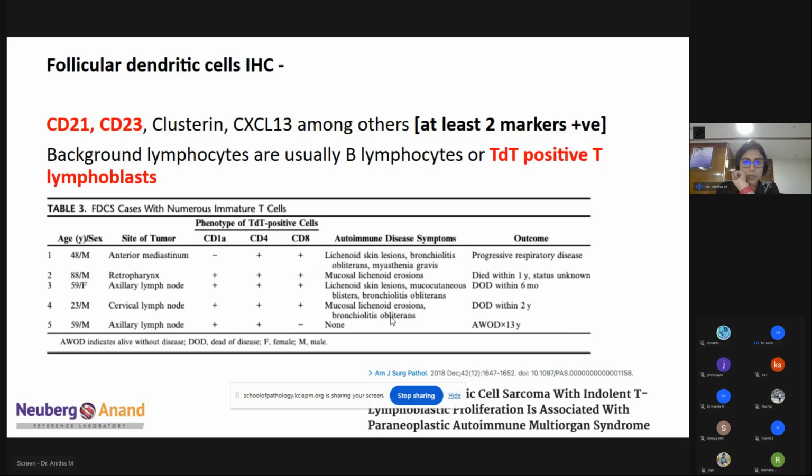So this was a paper which assessed these autoimmune manifestations in these tumors. The most common ones that they saw were skin and mucosal erosions, as well as lung lesions. Bronchiolitis obliterans is what they have seen in this study. And these patients end up doing poorly because they have a lot of morbidity secondary to the autoimmune disease and not due to the tumor per se. So it's always a good idea to assess TdT positivity in these tumors.